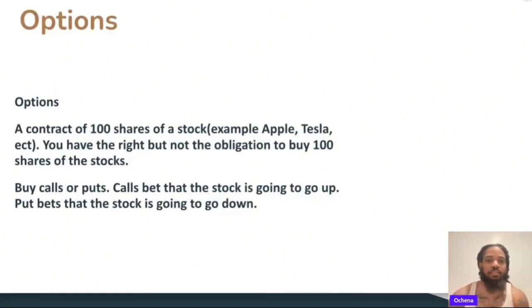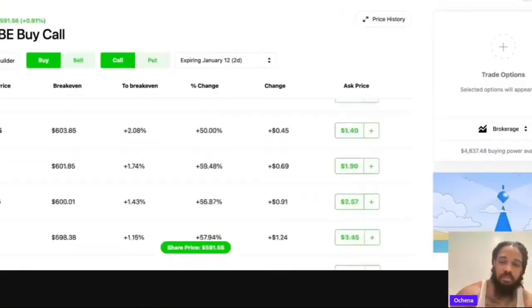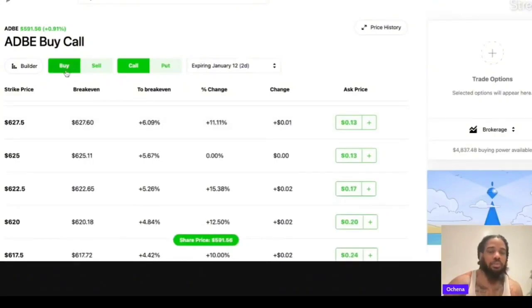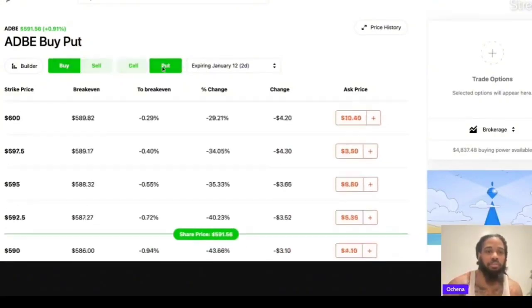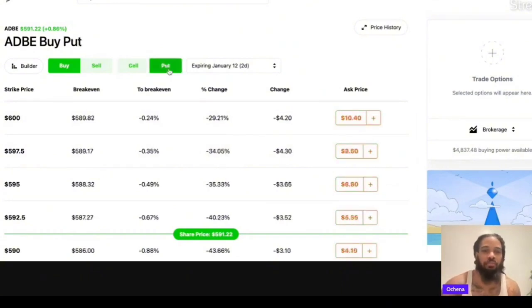Calls bet that the stock is going to go up. Puts bet that the stock is going to go down. Let's look at this option right here, the Adobe. We're going to go to the option section, click on trade options, and as you can see, we could buy either calls or puts. So remember, guys, call means that you're betting that Adobe stock is going to go up, and put means that you're betting that it's going to go down.